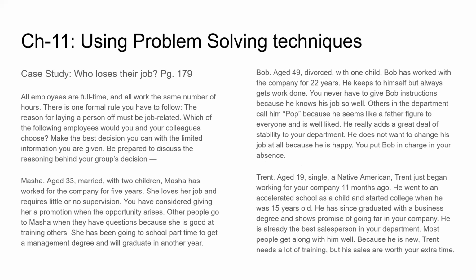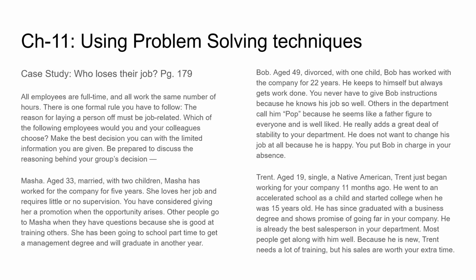All right, Bob, he's 49, he's divorced, has a child. He's worked at the company 22 years. He keeps to himself, but always gets work done. You've never had to give him instructions because he knows his job so well. People call him Pop because he's like a father figure and he's well liked. He really adds a great deal of stability to your department. He does not want to change his job at all because he's happy. You put Bob in charge in your absence.